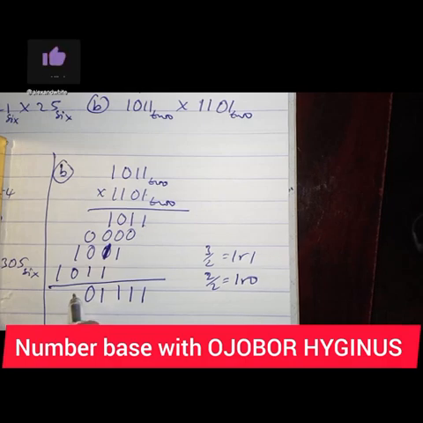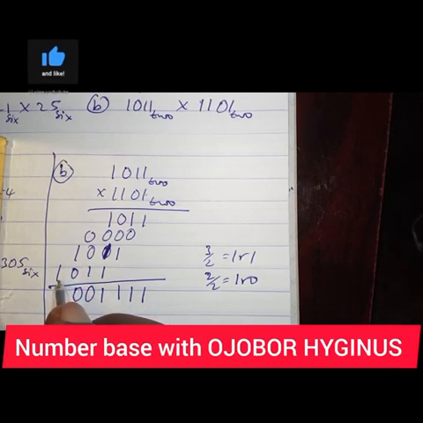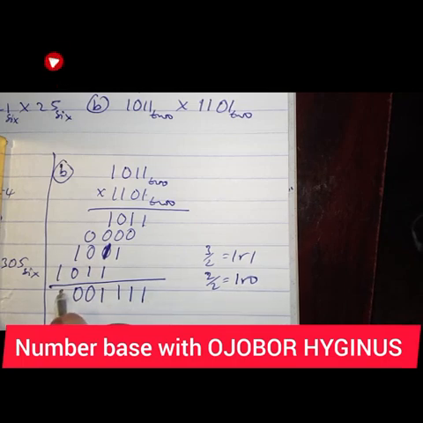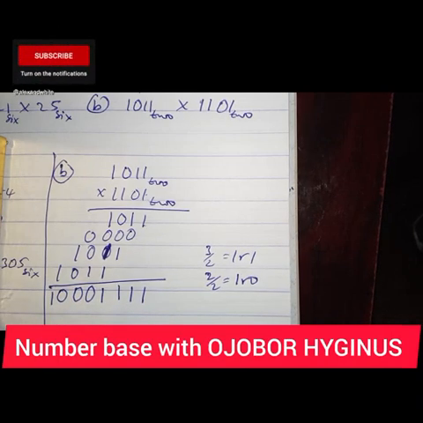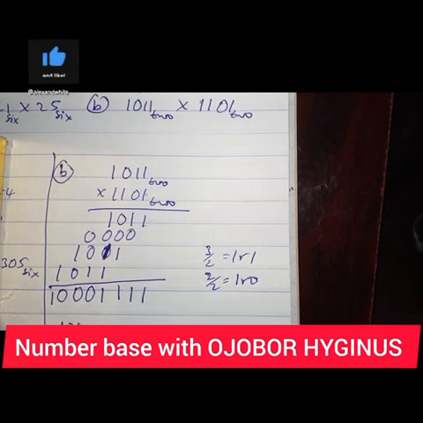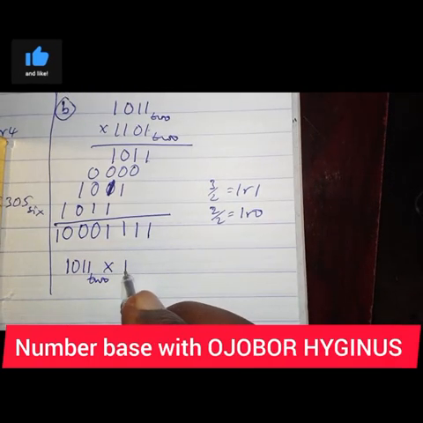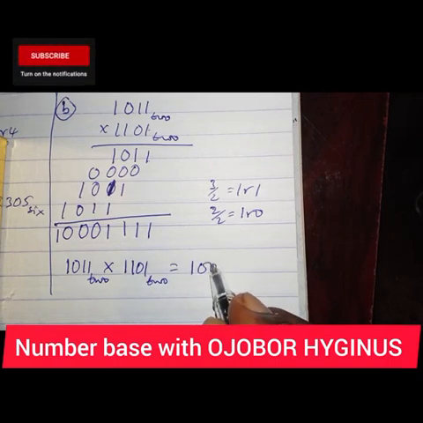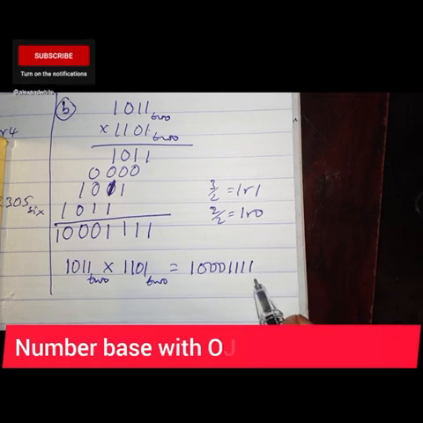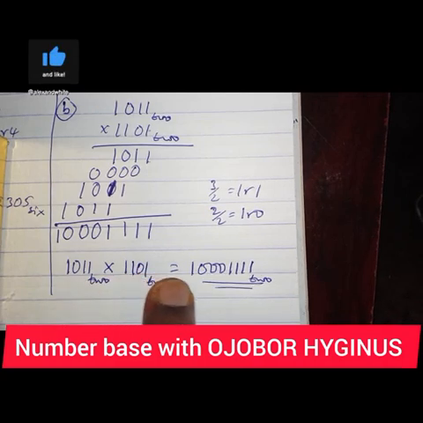Divide by 2. You have 1, remainder 0. You write the remainder and carry the 1 to this one as well. It will be 2 also. 2 divided by 2 will give you 1, remainder 0. You write the 0, carry the 1 to the next number. Since there is no next number, you bring down the 1. So we have 10001111. So 1011 base 2 multiplied by 1101 base 2 will give us 10001111 in base 2, and that is the result of the product of these two numbers.